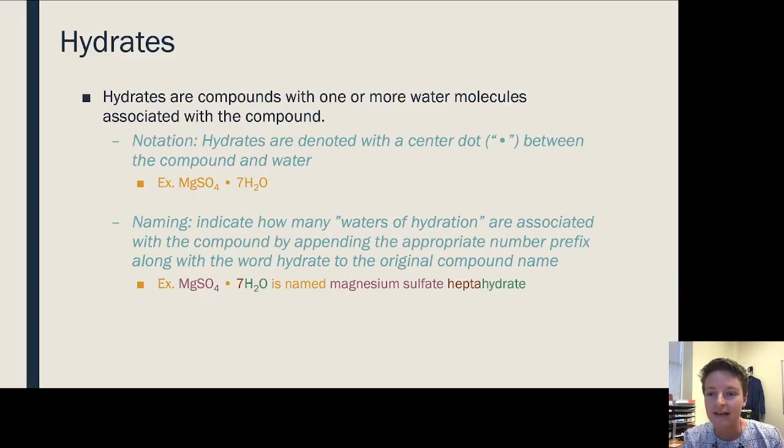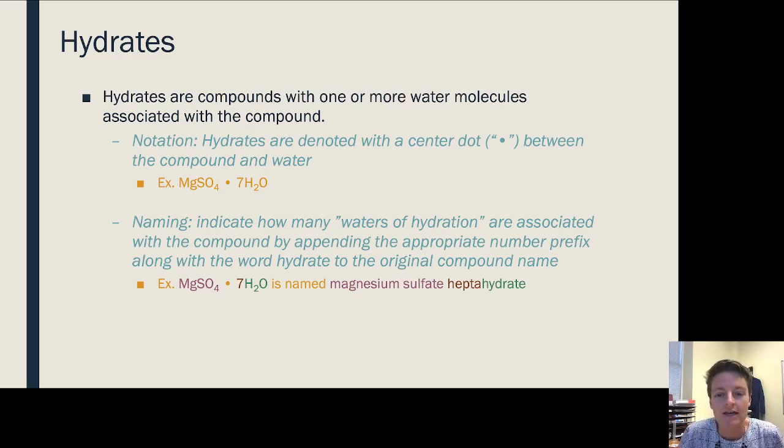All right, the very last thing that we need to talk about for today in order to fully wrap up our discussion of polyatomics is to talk about something called hydrates. Hydrates are compounds with one or more water molecules associated with that compound. And in terms of notation, hydrates are denoted with a center dot between the compound and the water. So for example, if I wanted to talk about a hydrate of MgSO4, remember, that's magnesium sulfate, I'm going to attach a center dot in between MgSO4 and the waters that are associated with this compound. So you might see something like MgSO4·7H2O.